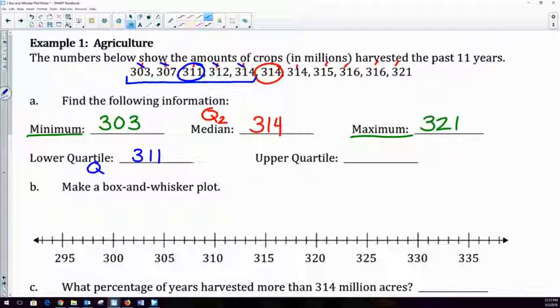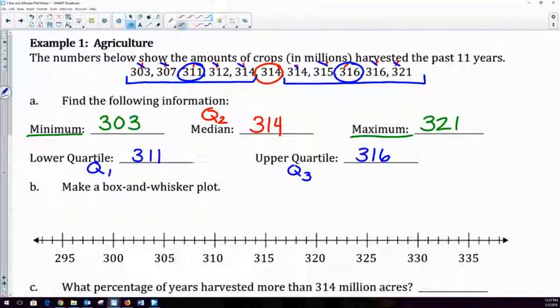The upper quartile is quartile 3. So again, now I'm going to look at the numbers to the right of my median. And again, I'm going to go through and kind of tally off to find my exact center, which is 316.